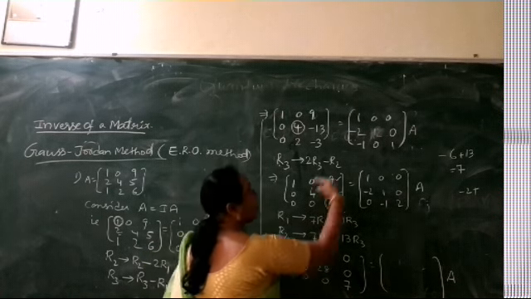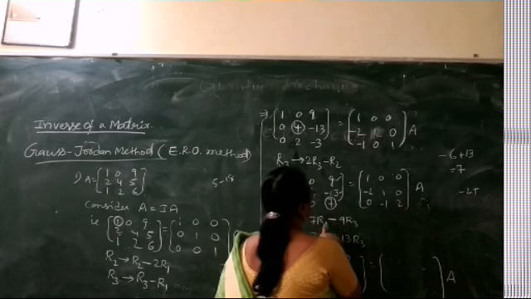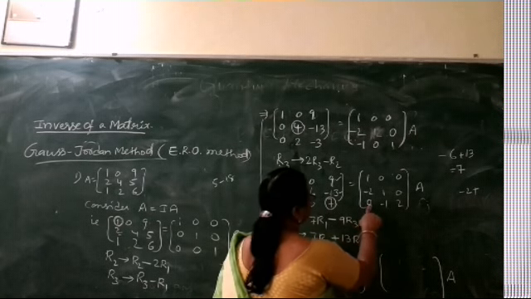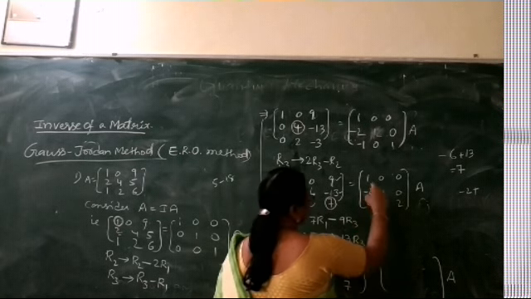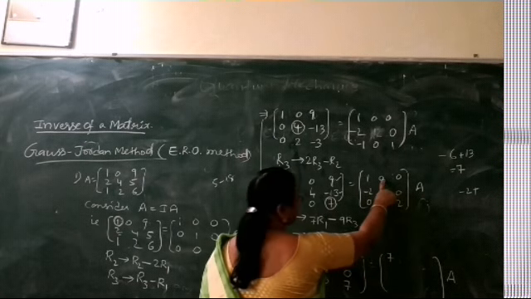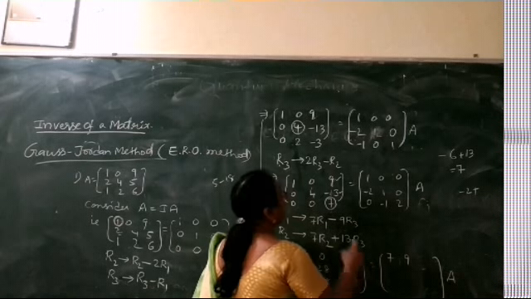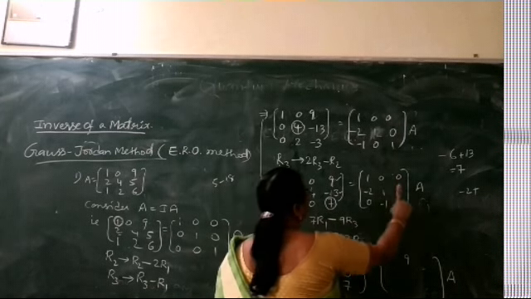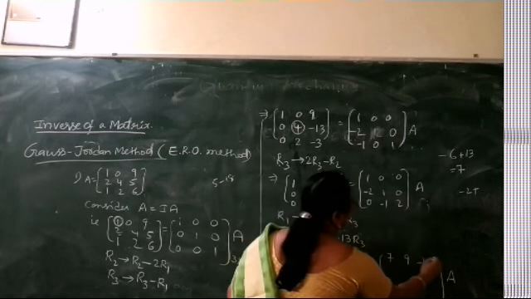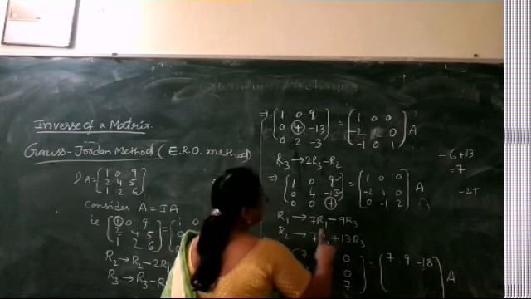Applying the same on the right side, we have row 1, 7R1 minus 9R3. R3 has 0. So it is 7 into R1, 7. We have 7R1, 7 zeros minus 9 into minus 1. It is plus 9. We have 7 zeros minus 9 into 2. It is minus 18.